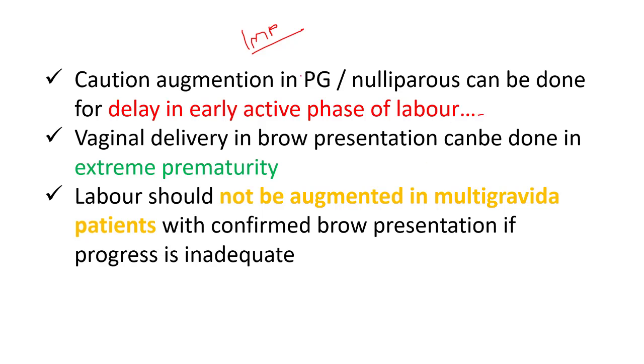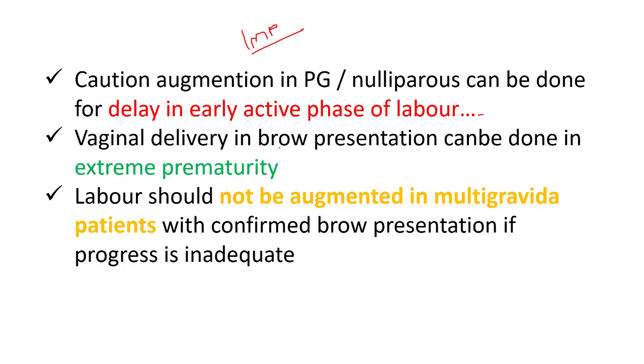These are the exceptional points that can be asked in the MCQs. So in brow presentation we will always go for C-section. But if they ask in which category of pregnant ladies we can go for augmentation of labor, we should know that they are primary gravida or nulliparous. And only in which stage? Only in the early active phase of labor if it is delayed.